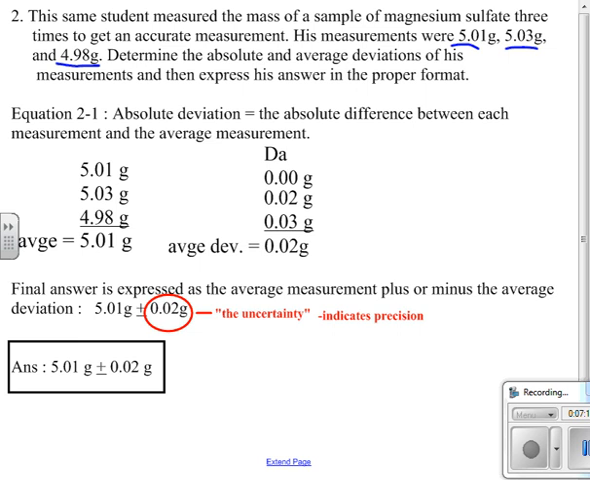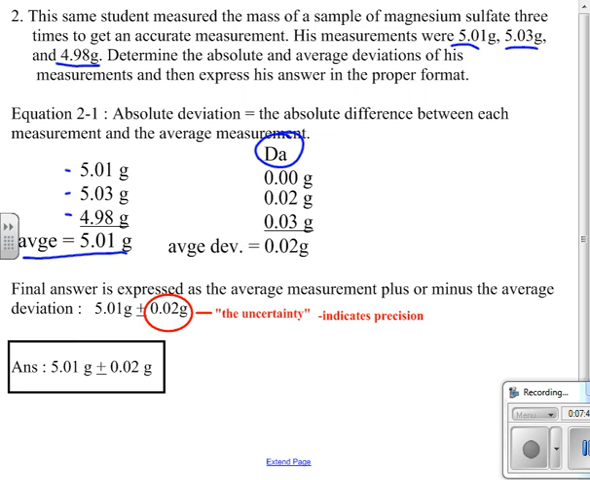The first thing I would suggest to you is make a list. Here's his 3 measurements, 5.01, 5.03, and 4.98. And the first thing you want to do is find the average of those measurements. So this is something you probably have done before. If you get different numbers for a particular thing, the best thing to do is take the average, but we're not going to stop there this time. And the next thing I want you to do is find the absolute deviation.